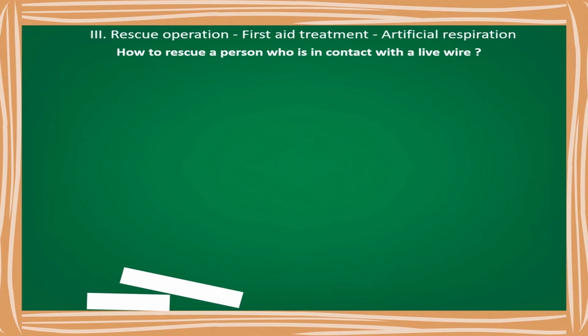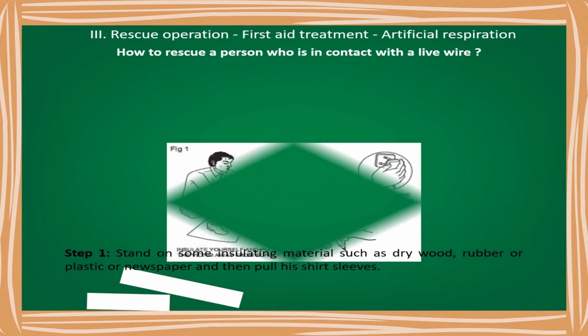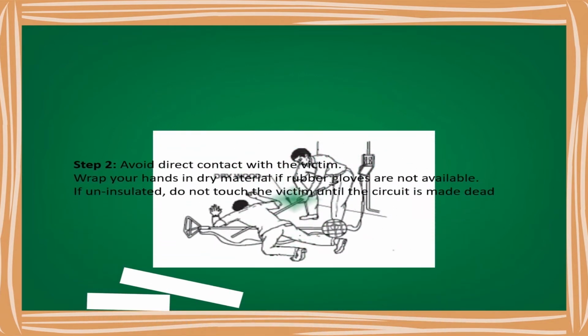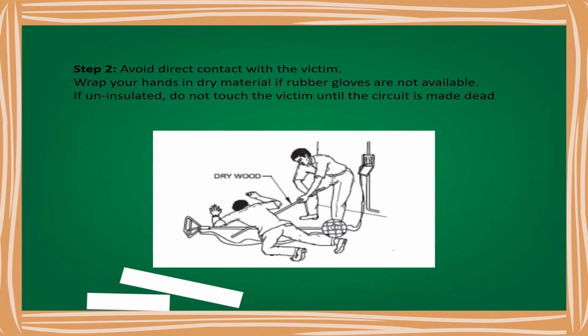How to rescue a person who is in contact with a live wire. Stand on some insulating material such as dry wood, rubber, or plastic, or newspaper, and then pull his shirt sleeves. Avoid direct contact with the victim. Wrap your hands in dry material if rubber gloves are not available. If uninsulated, do not touch the victim until the circuit is made dead.